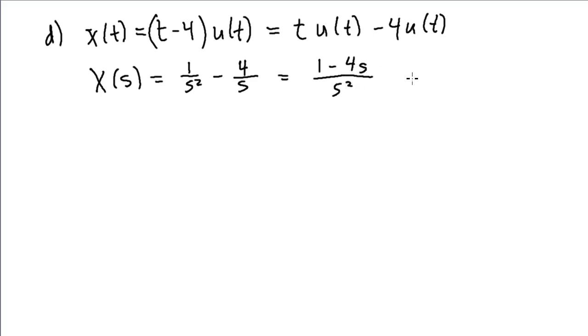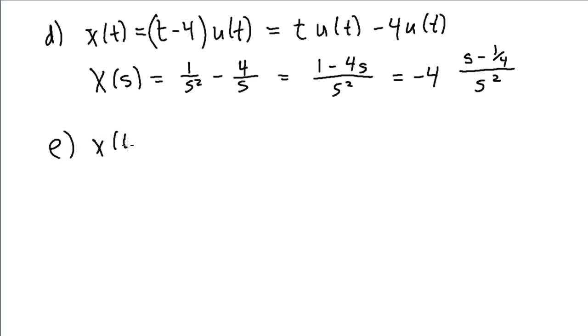This is fine, or typically we'd write these as a ratio of polynomials in such a way that the leading coefficient of the highest order term is equal to 1, and so I can actually factor out a minus 4 out of the numerator and be left with s minus 1/4 over s squared. So this would be the representation in a more standard form.